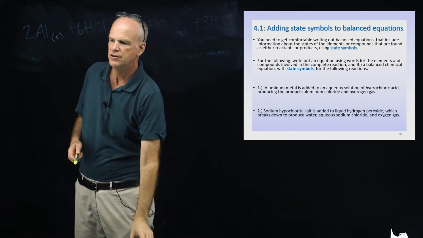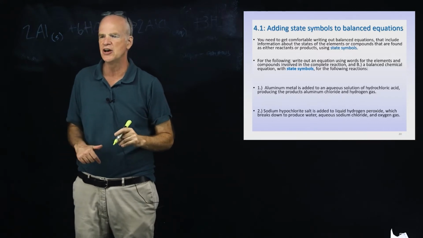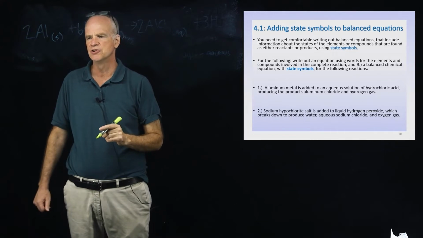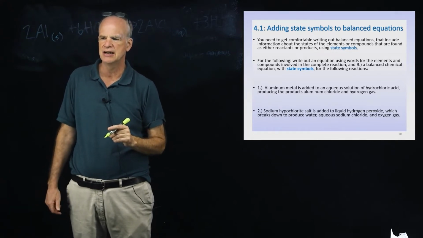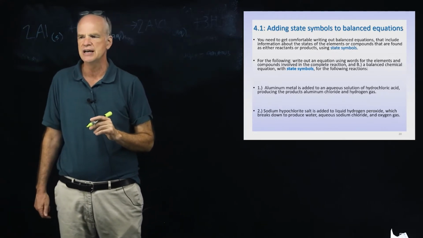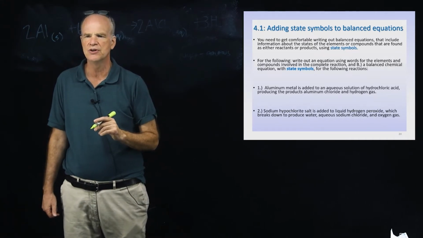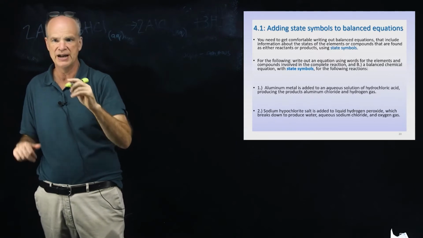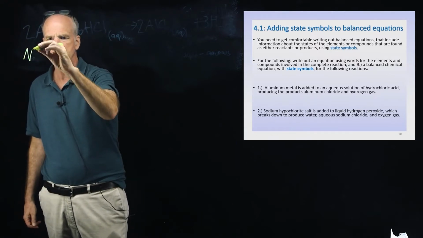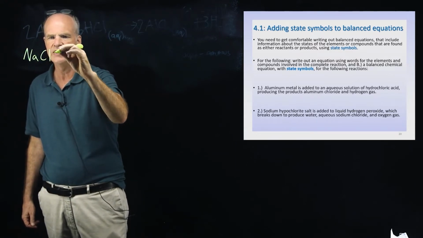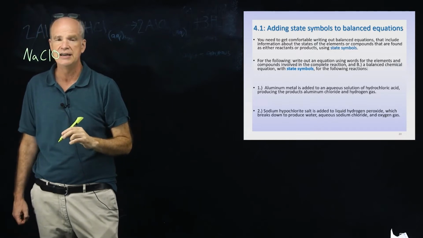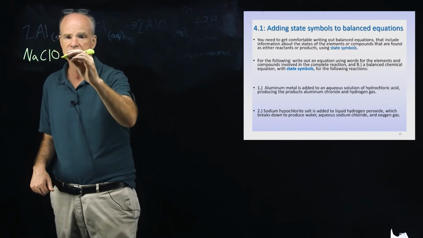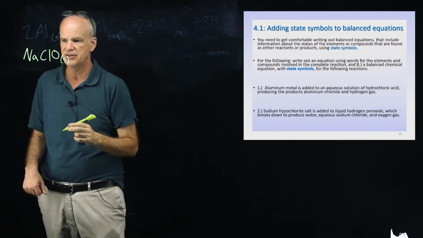Okay, so in this problem we have sodium hypochlorite salt is added to liquid hydrogen peroxide, which breaks down to produce water, aqueous sodium chloride, and oxygen gas. Okay, so we have sodium hypochlorite salt. You're going to have to figure out a formula for that, and so it is NaClO. And it looks like it is a salt, so it's indicated immediately that it's in the solid state. So you can write that there if you want.